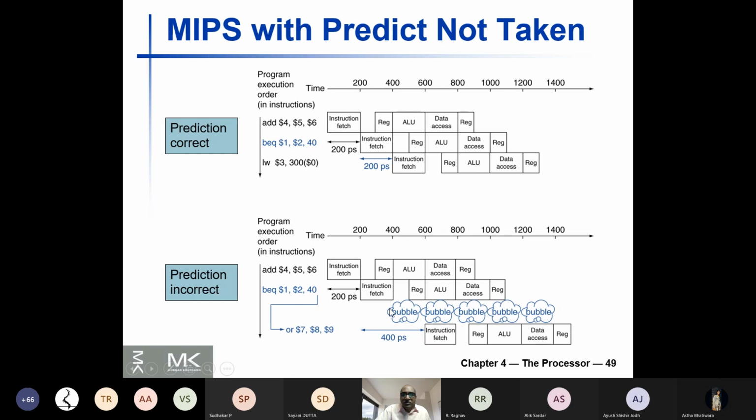And since you stop the instruction, frozen for one clock cycle, that bubble has to be passed to all the remaining stages. So this is in case the branch is incorrect. If the branch is correct, then there won't be any penalty at all. So when the prediction is correct, there won't be any stall at all, and the pipeline will execute in an ideal way. And if the prediction is incorrect, then we have a problem. Then we need to stall or flush out the instructions that wrongly entered the pipeline.